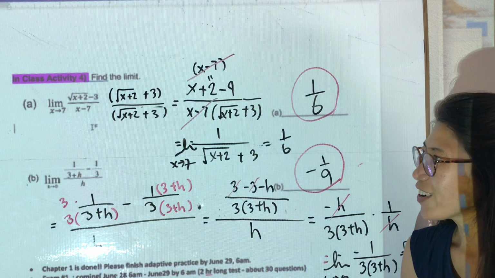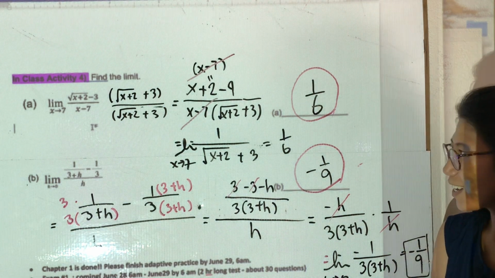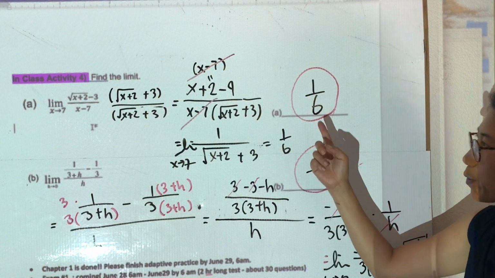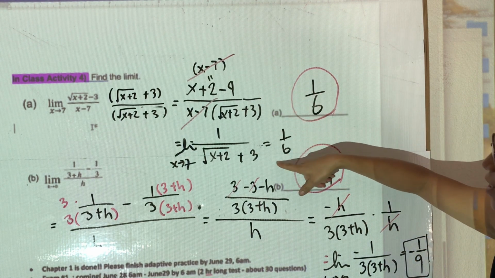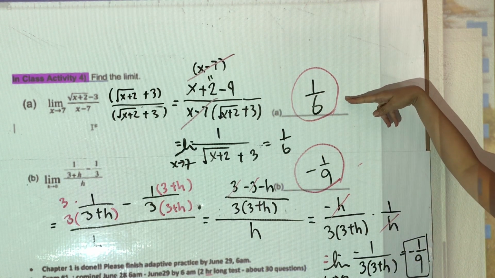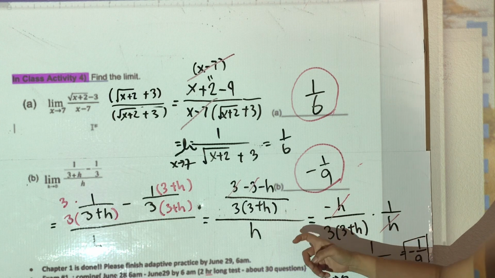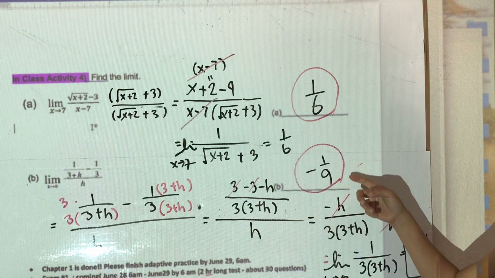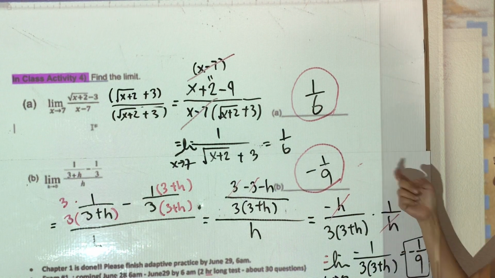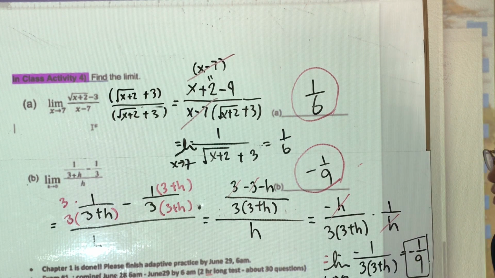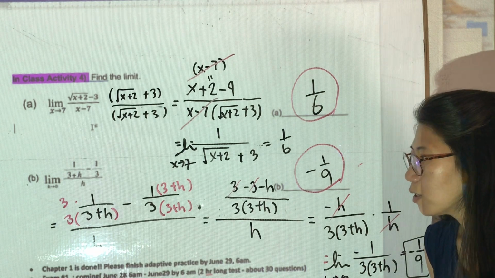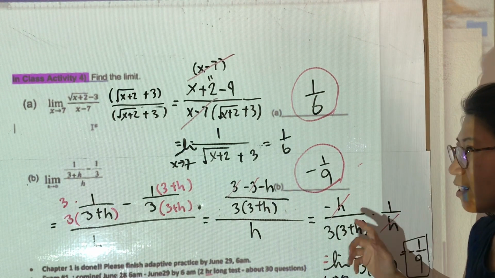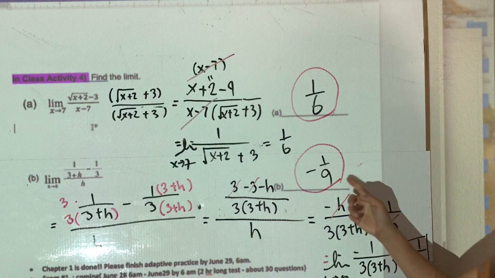So how did you do your in-class activities 4? Is it getting better, class? So for the first one, here is my work and I got the answer 1 over 6. For the second one, also compare with my work, and I got negative 1 over 9. If you got the same answer, that's very good. If not, just go over my work. Usually it's a very silly mistake. So please go over it and hopefully you got the same answer.